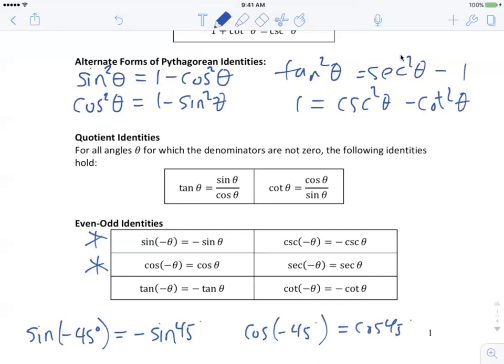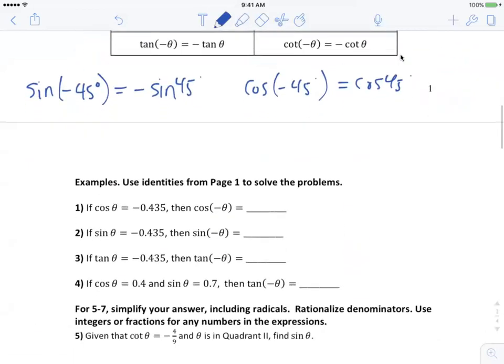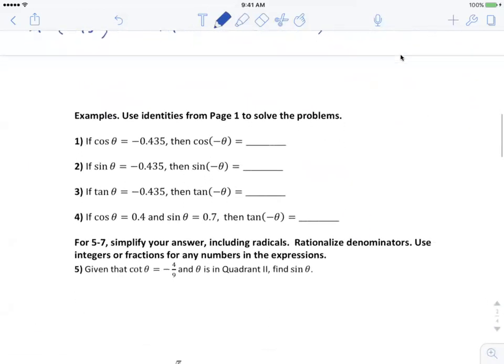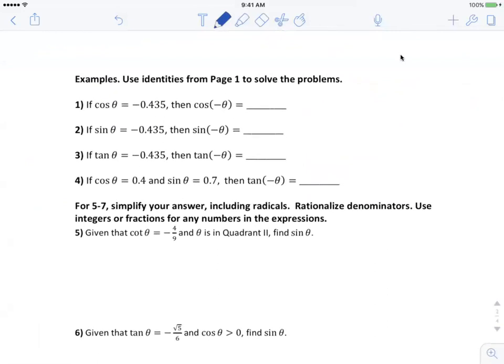So let's see where we use these identities. Here's one place, just kind of practicing with these even odd identities. Let's say we know that the cosine of theta is negative 0.435. Then what would cosine of negative theta be? Well, we know that cosine theta and cosine negative theta are exactly the same. So if cosine theta is negative 0.435, cosine negative theta is the same value. Those are always going to match.